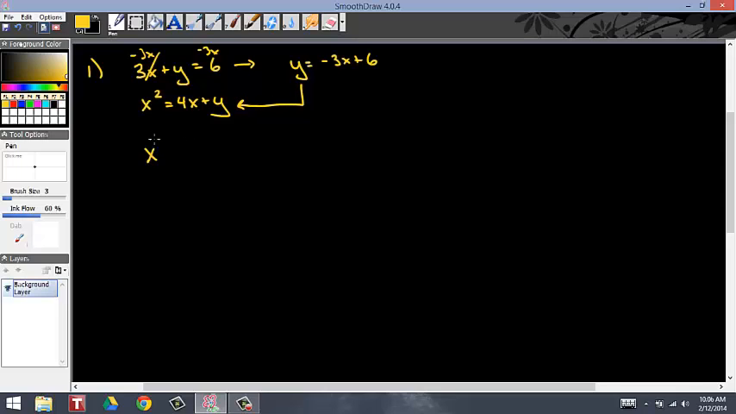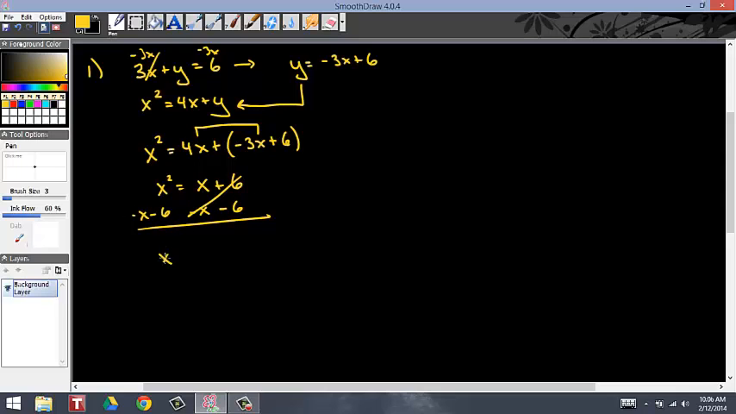So what I get is x squared equals 4x plus my new y, which is negative 3x plus 6. Now I can combine like terms here. So x squared equals, those combine to become positive x plus 6. Whenever I have a quadratic, which is a squared, a linear, and a constant, I'm going to set it equal to 0. So I get x squared minus x minus 6 equals 0. Then I can factor that, and I get x minus 3 times x plus 2, which means that x equals 3 and negative 2.